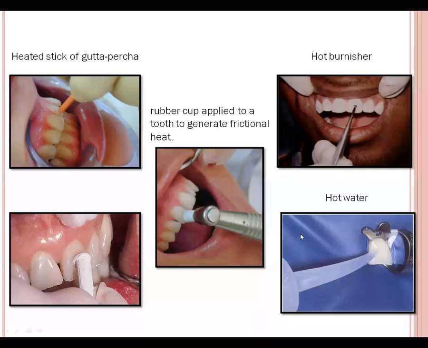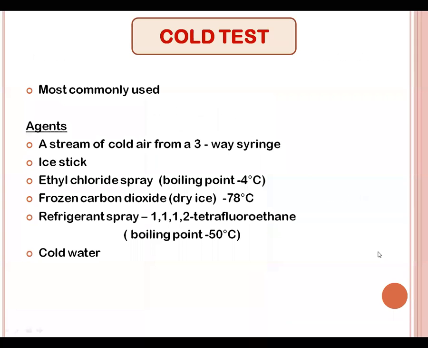And finally, if you see, the tooth is isolated in a rubber dam and hot water, coffee hot water, is poured onto the tooth surface. This is an age-old technique.